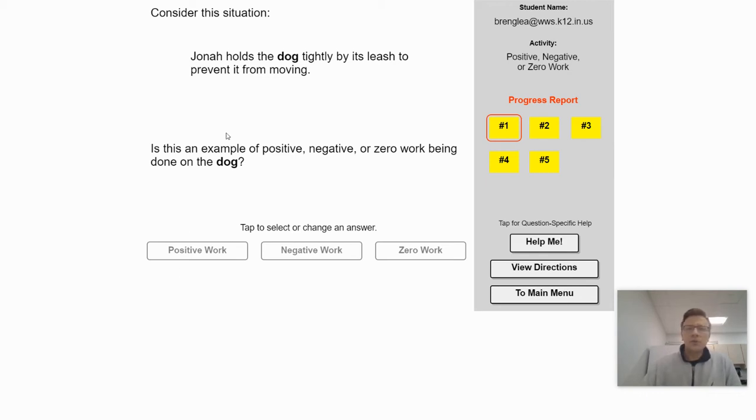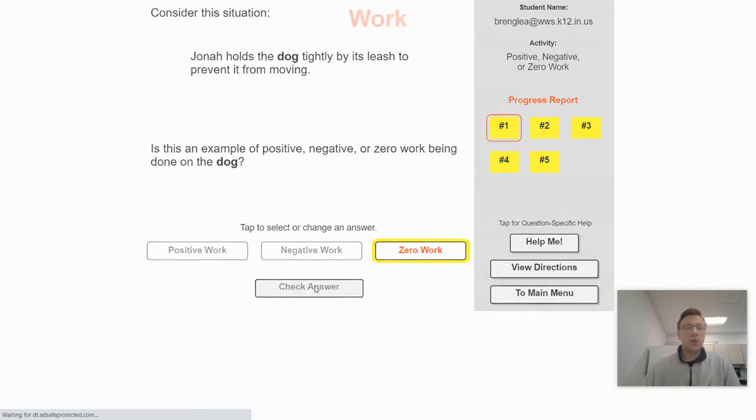Okay, so let's look at some examples here. It says Jonah holds the dog tightly by its leash to prevent it from moving. So Jonah's applying a force here. He's gripping the leash, but it's not applied over some distance. So when you multiply force times distance, it ends up being zero. Therefore, there is zero work done in this situation.